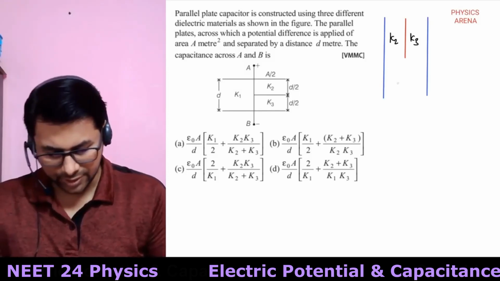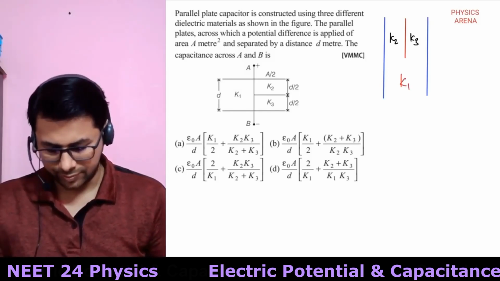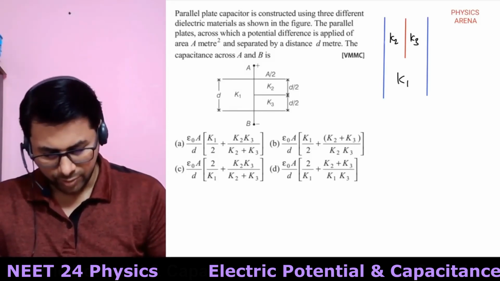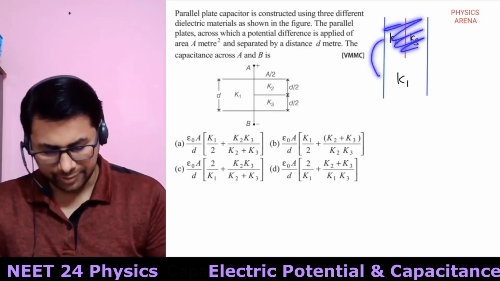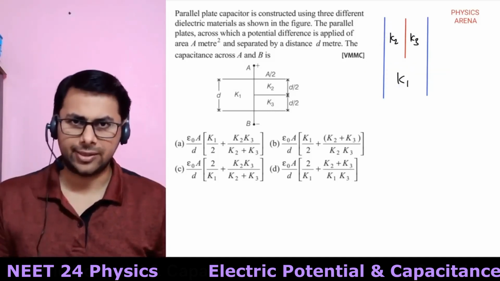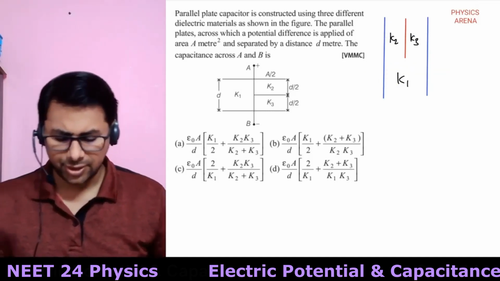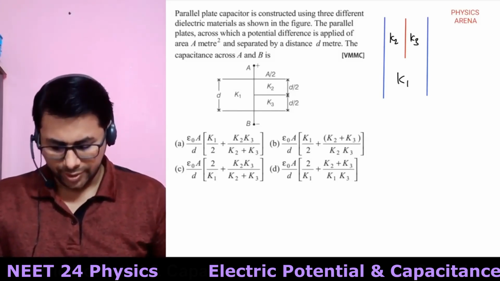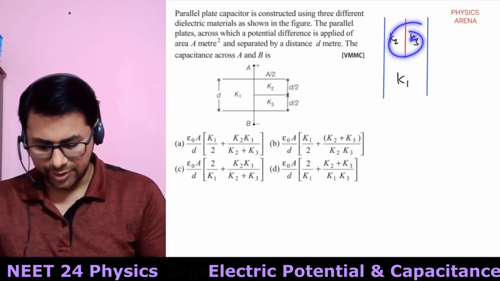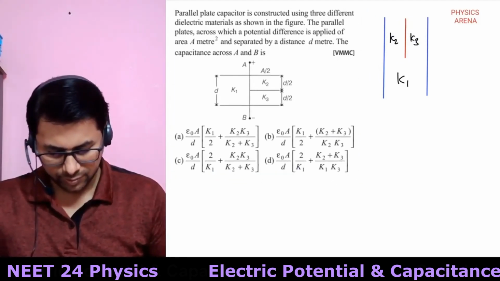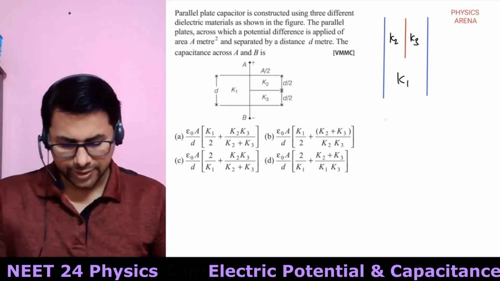Here you have capacitance K1, right? Because both plates of this combined capacitor are connected to this one, so it is parallel now. Okay, so this is simple, right? So just find the equivalent capacitance of this thing. So let's find CS.